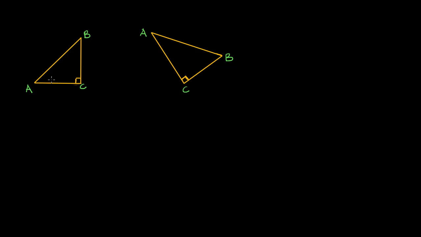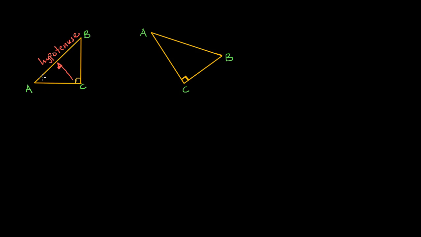Now for this right angle triangle ABC, we know that the side facing the right angle, that's the angle 90 degree, is called the hypotenuse. While the other two sides, AC and BC, are called the legs.